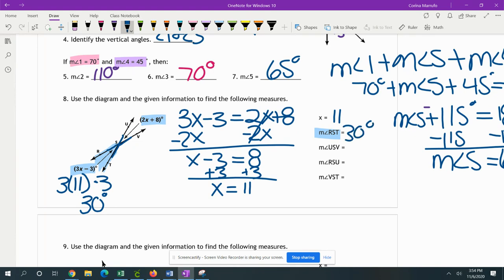The next one asks us for USV, which is a vertical angle. And so they should be equal. This should equal 30, but I'm going to go ahead and check my work. So let's plug it in. So 2 times 11 is 22 plus 8. That also gives us 30. Now, if it doesn't give you the same number, that means you might have done something wrong, okay? So I just went ahead and put that in there.